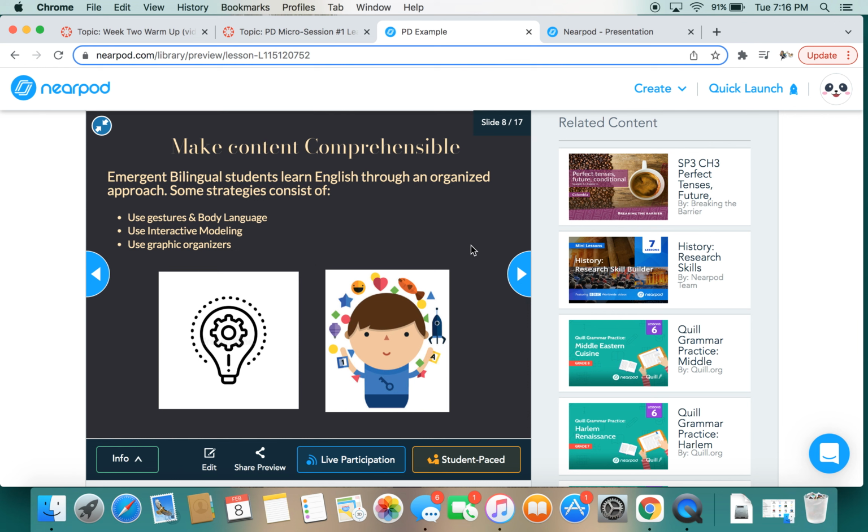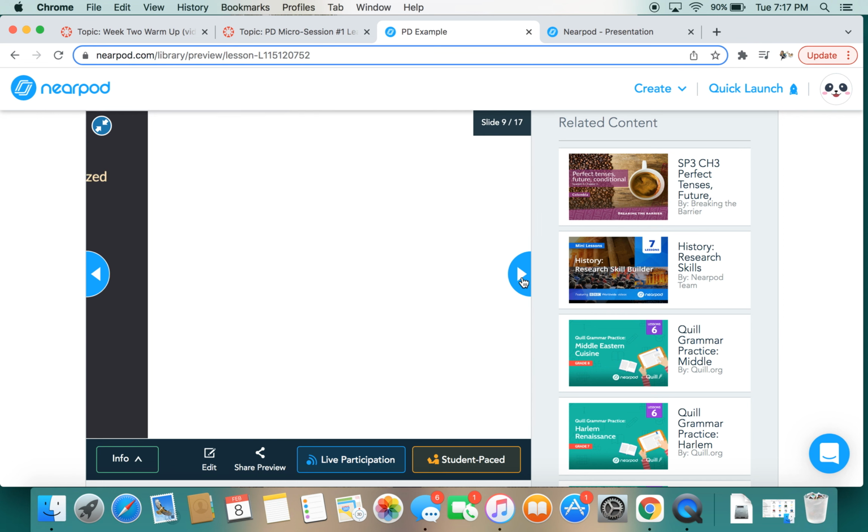Another learning goal that we could focus on is to make content comprehensible for our emergent bilingual students. Typically, they are able to learn English and acquire the language through an organized approach. Some strategies consist of using gestures and body language, using interactive modeling, and using graphic organizers.